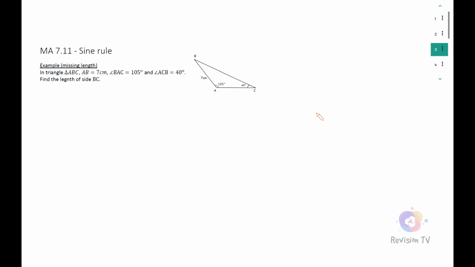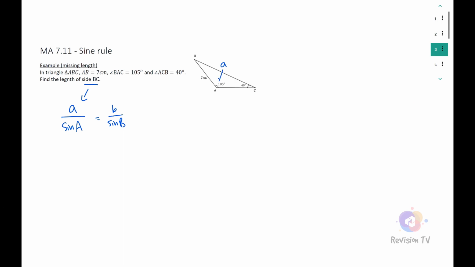First example is a missing length question. In a triangle ABC, AB is given 7 centimeters, angle BAC is 105, and angle ACB is 40 degrees. Find the length of the side BC. So I'm finding a missing length BC, so let me make this a. I'm going to use the version where the length is on the top: a over sine A equals b over sine B.